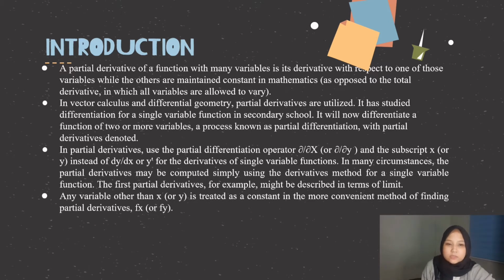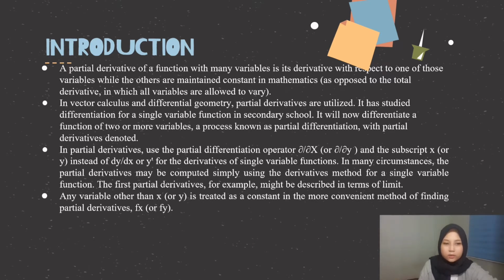We have studied differentiation for a single variable function in secondary school. We will now differentiate a function of two or more variables, a process known as partial differentiation, with partial derivative notation. In partial derivative, we use the partial differentiation operator ∂/∂x or ∂/∂y and the subscript x or y, instead of dy/dx or y prime for the derivative of single variable functions. In many circumstances, the partial derivative may be computed simply using the derivative method for a single variable function.